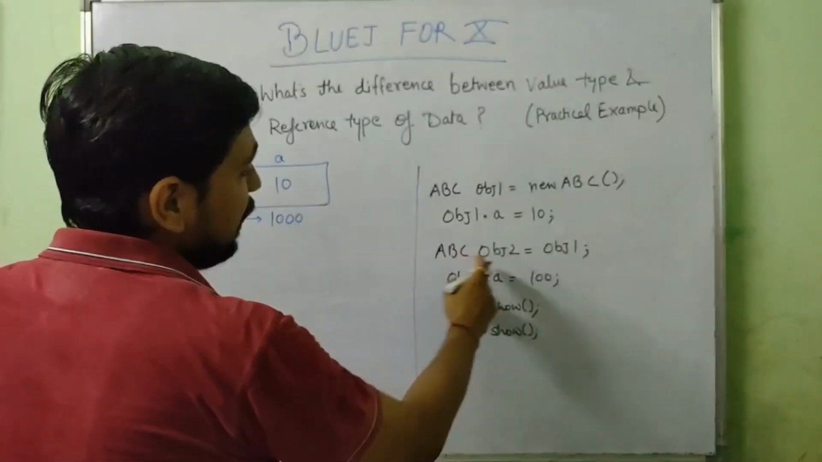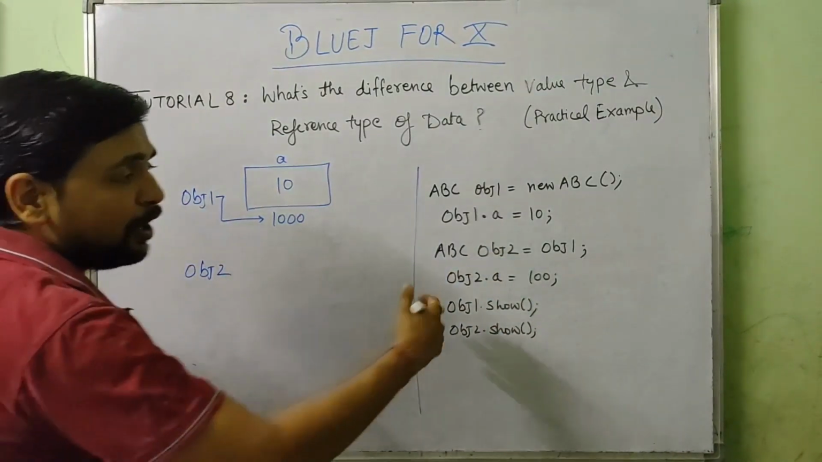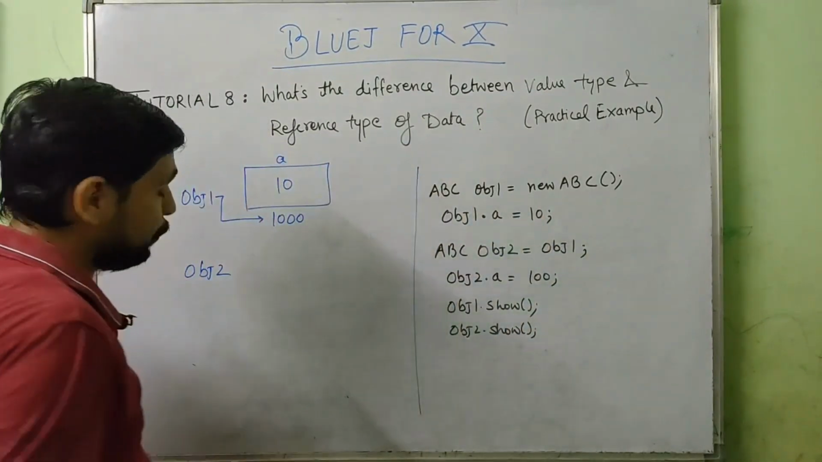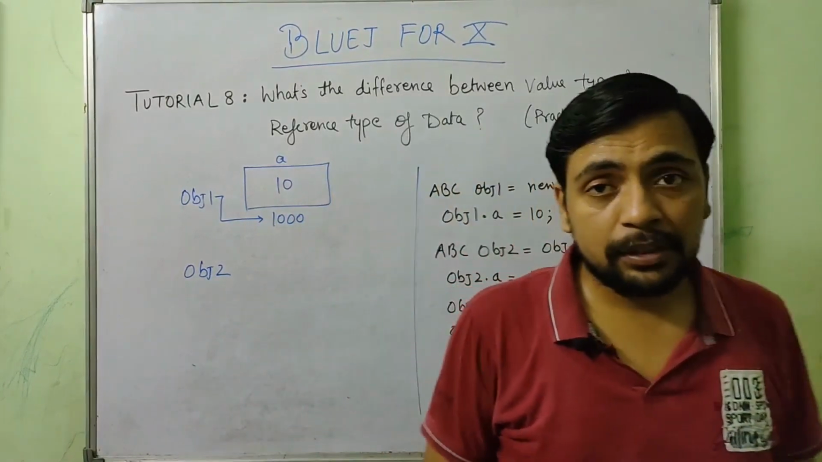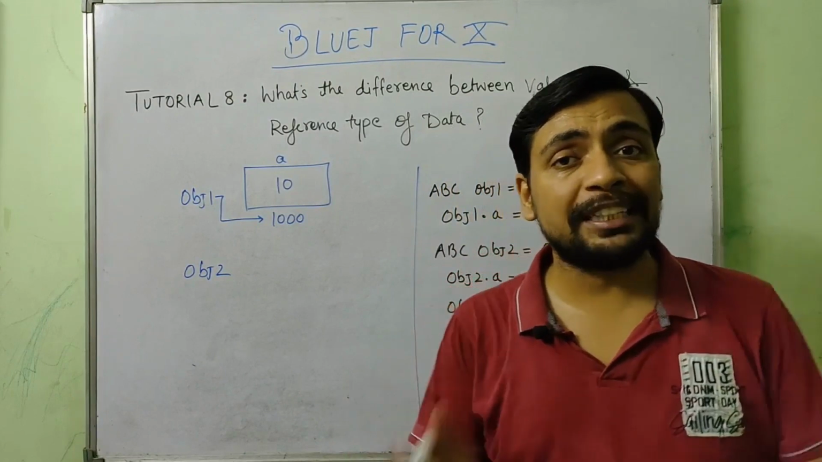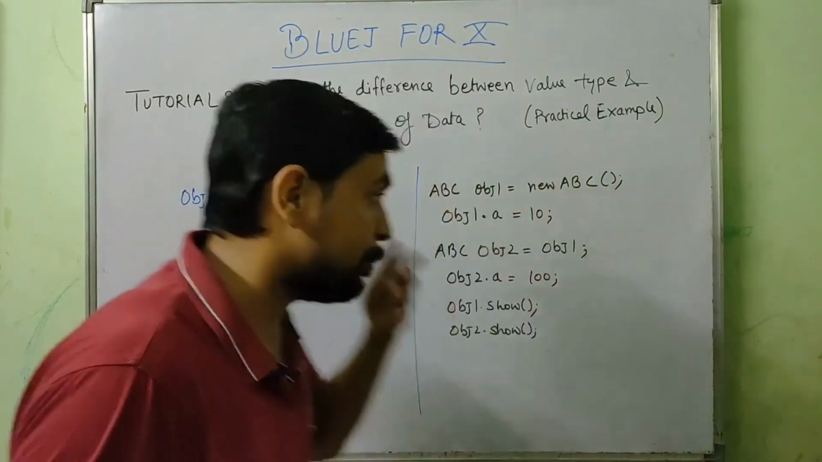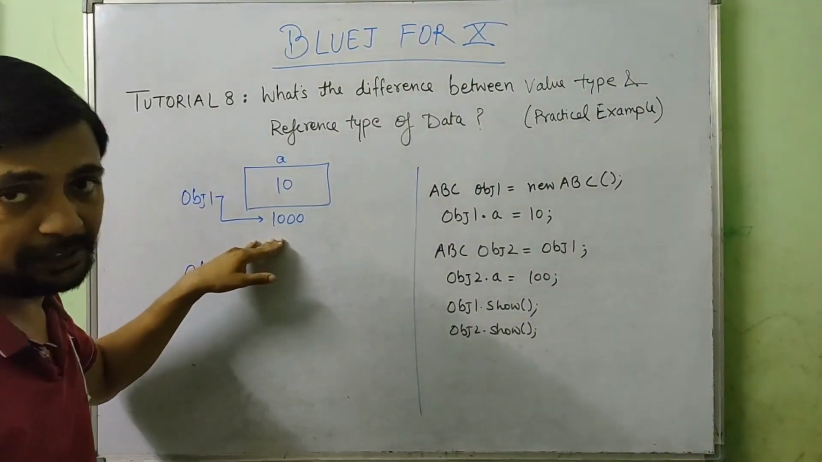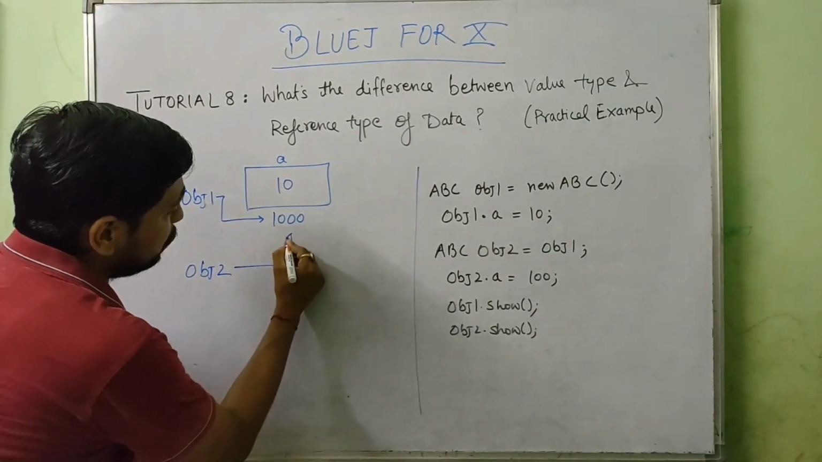In the next line we have created another object obj2, but we have not taken any space for it. Instead of that, we assigned obj1 to obj2. Now the thing is, objects are not value types, so the value of an object will not be copied to another object. Instead, the reference of an object will be copied. So what is the reference of obj1? obj1 is referring to 1000. So from now on, obj2 will also refer to 1000.